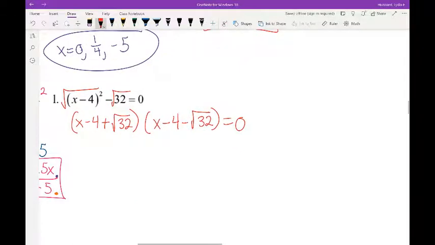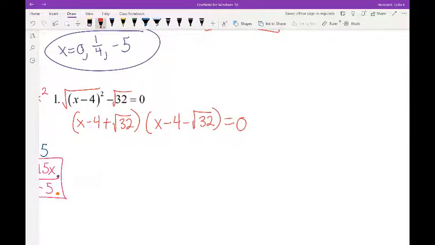We do need to talk briefly about 32 to see if it's going to simplify any further. And again, you can either do this by the birthday cake method or by just looking at it. I'm going to do it by the birthday cake this time because I didn't last time. 32 is divisible by 2, which would give us 16. That's also divisible by 2, which would give us 8. It's also divisible by 2, which would give us 4. It's also divisible by 2, which would give us 2. And that's also divisible by 2, which would give us 1.